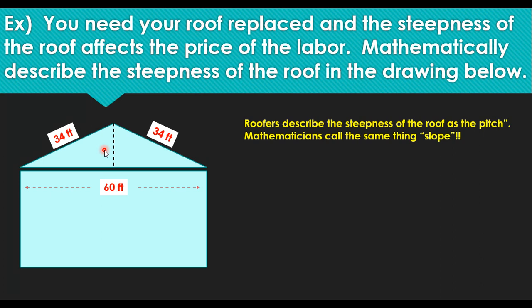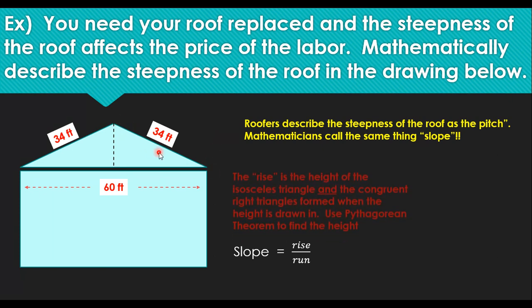So roofers describe the steepness as a pitch. We call it the slope. So we're really just trying to figure out the slope of this guy. So let's just use what we know about slope, right? Slope is rise over run, where this would be rise, and this would be run, right? How much is it rising, and how far across is this piece going?